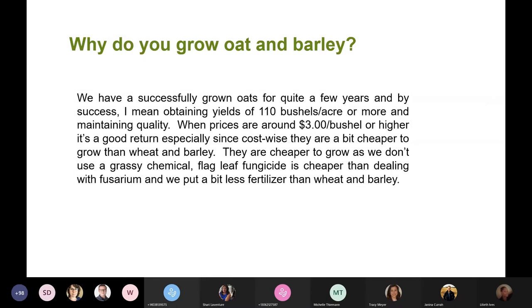So, we have successfully grown oats for quite a few years, and by success, I mean obtaining yields of 110 bushels per acre or more and maintaining quality. When prices are around $3 per bushel or higher, it's a good return, especially since cost-wise, they're a bit cheaper to grow than wheat and barley. They're cheaper to grow as we don't use grass chemicals, flagleaf fungicide is cheaper than dealing with fusarium, and we put a bit less fertilizer than we do on wheat and barley.